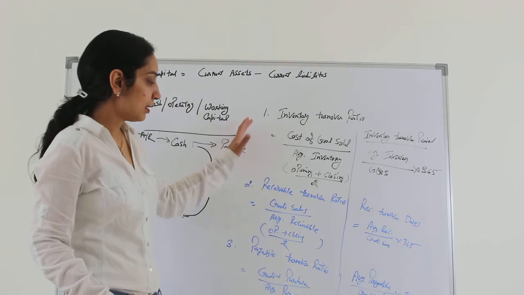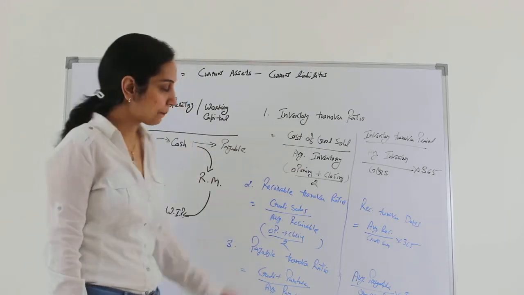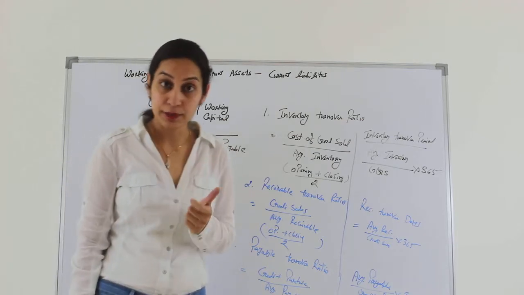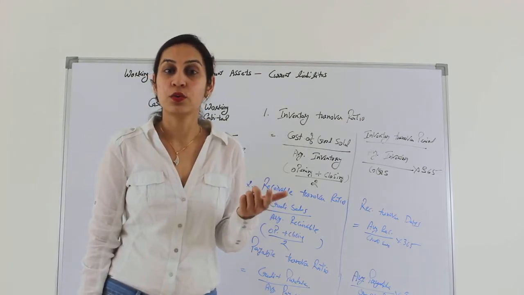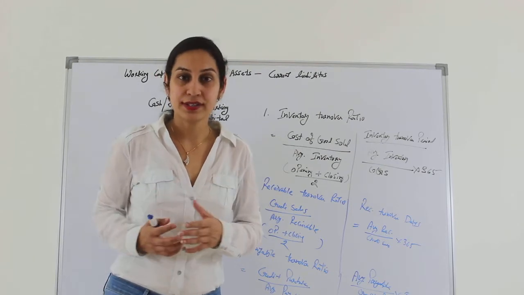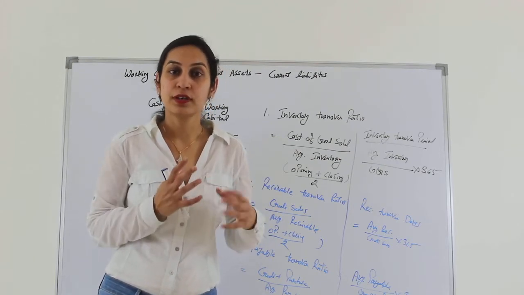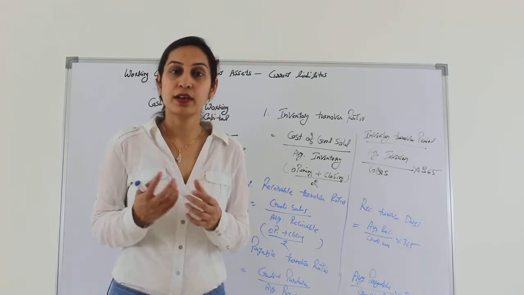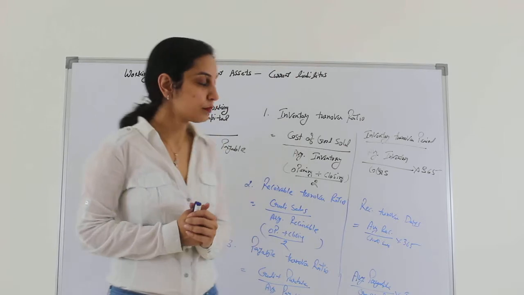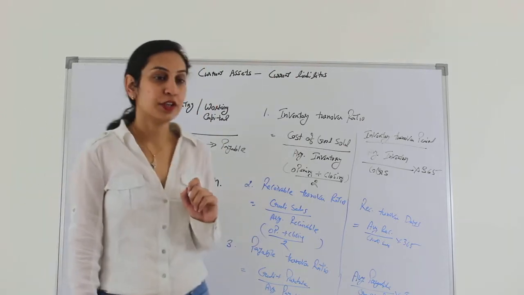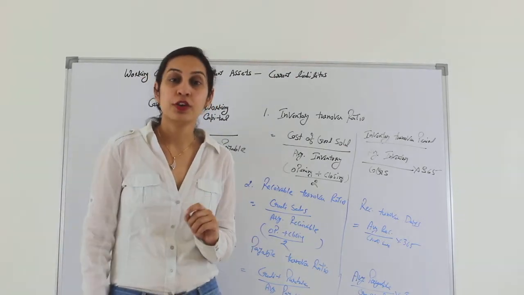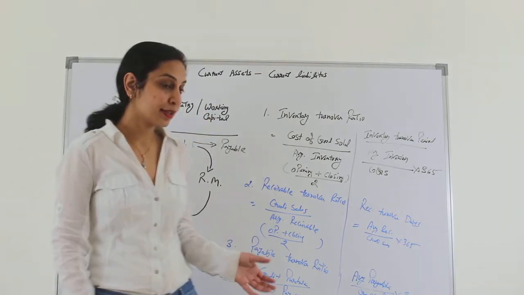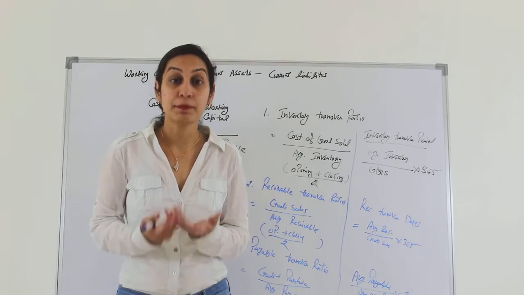Now, let's see all these three ratios once again. The inventory turnover ratio deals with the inventory part: how long does it take the material to get converted into production? The receivable turnover ratio says how quickly you can recover the money from debtors. And the payable ratio tells us how long it takes to repay.